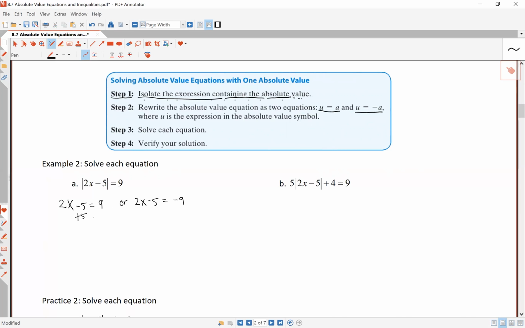Adding 5 to both sides gives me 14. Dividing by 2 gives me 7. Adding 5 to both sides gives me -4. Dividing by 2 gives me -2. So we have x is 7 or x is -2. So the solutions are -2 and 7.